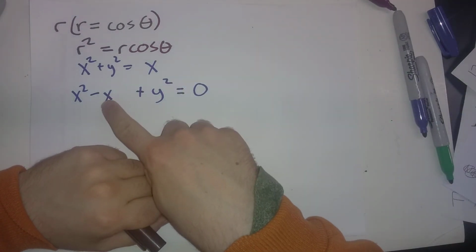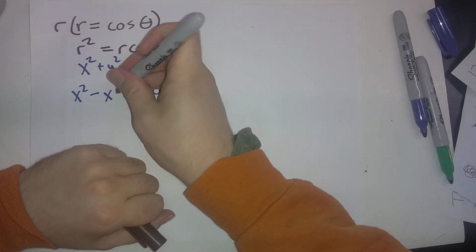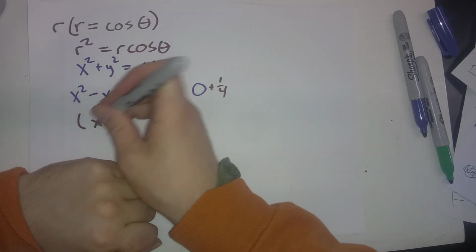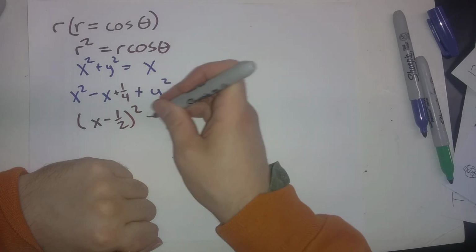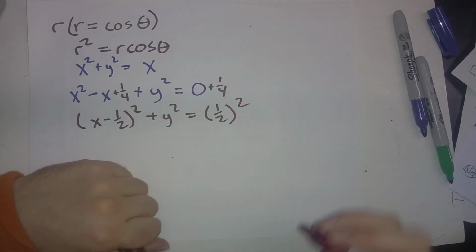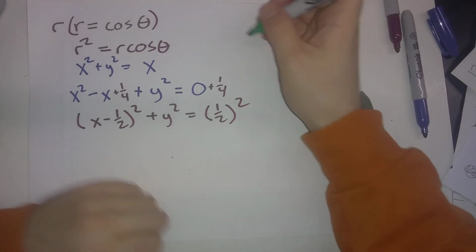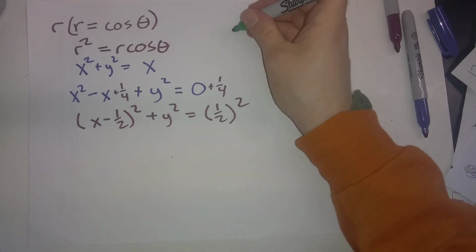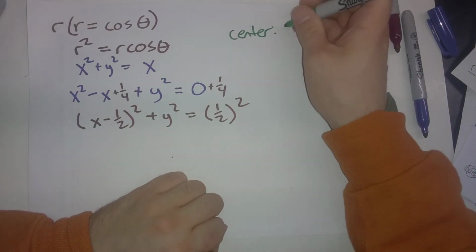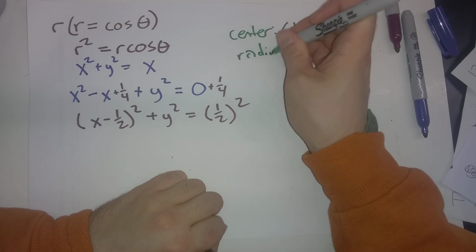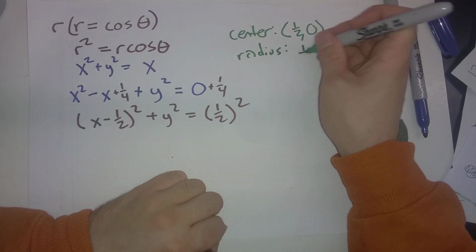We want to complete the square here, so we once again add on 1/4. And so this is x minus 1/2 quantity squared plus y squared is equal to 1/2 squared. So, once again, comparing it with the standard form, we see the center is (1/2, 0), and the radius is going to be 1/2.